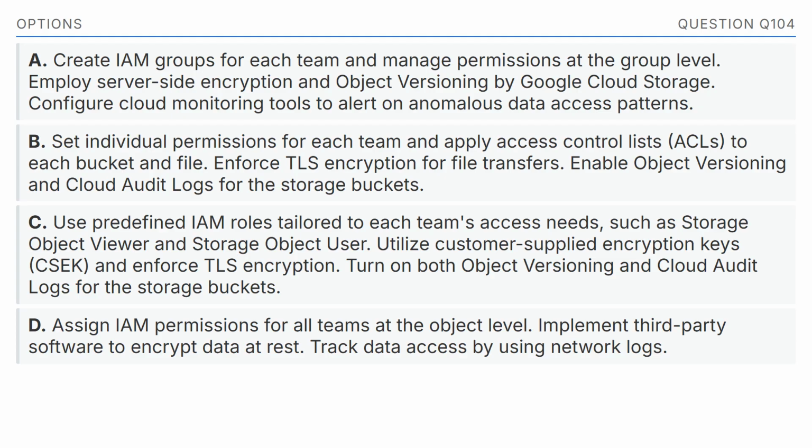Option D. Assign IAM permissions for all teams at the object level. Implement third-party software to encrypt data at rest. Track data access by using network logs.